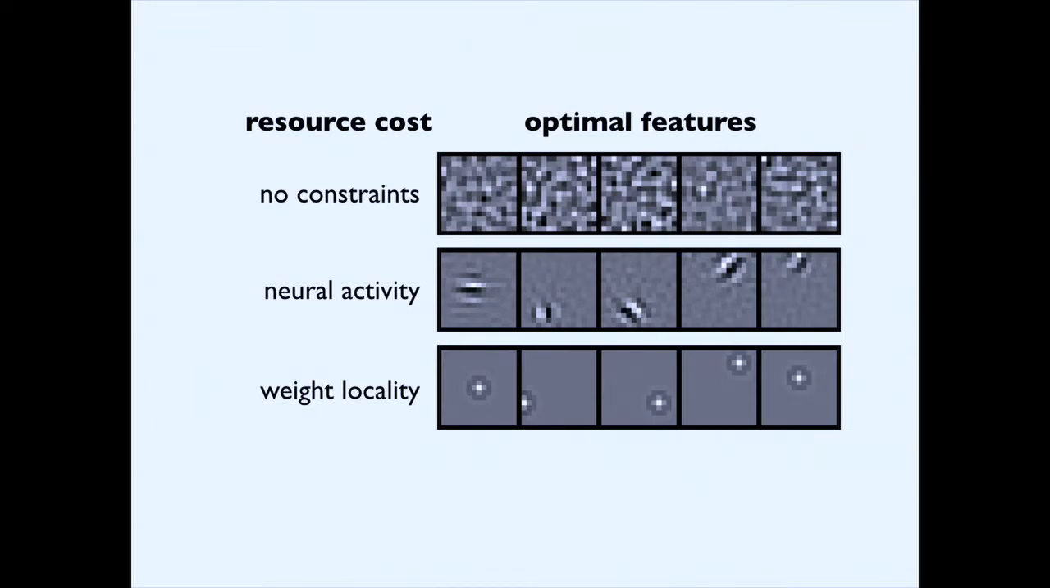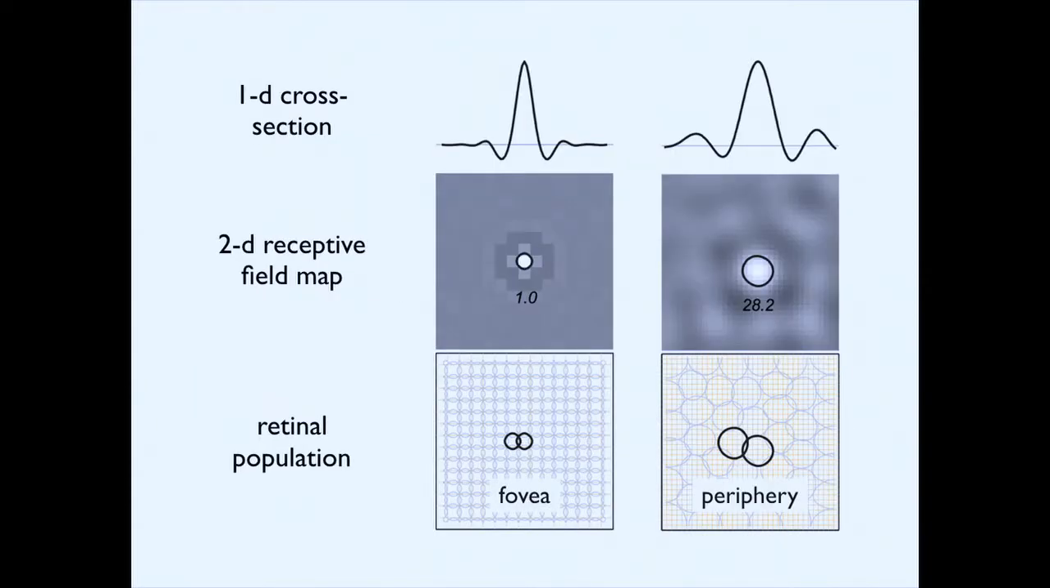So if we expand one of those, we also see that when you look at the 2D receptive field and look at how they're organized in the retinal population, it matches what you see physiologically. And then if you go out to the periphery and ask how the code changes, it also matches what you see physiologically. So this gives us a new way to interpret what it's doing. The retina is forming a robust code to transmit the maximum amount of information to the brain subject to these resource constraints.